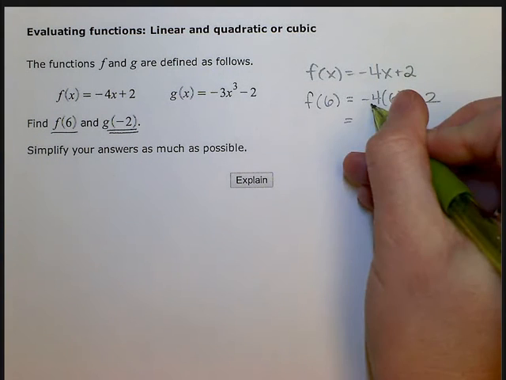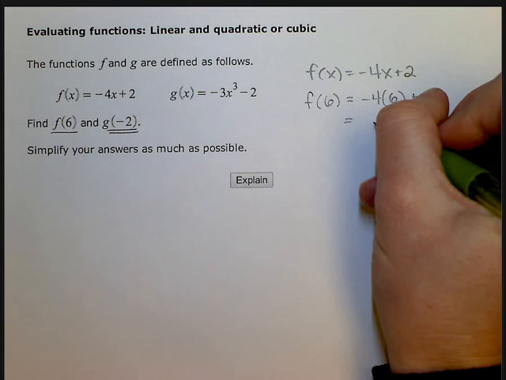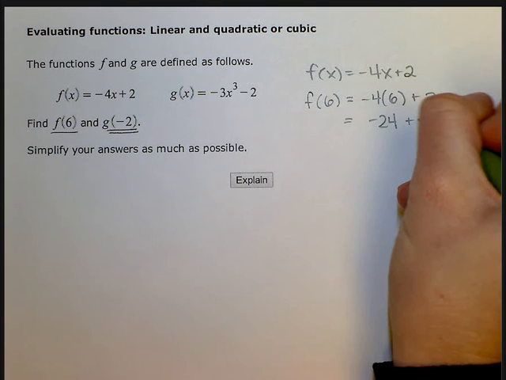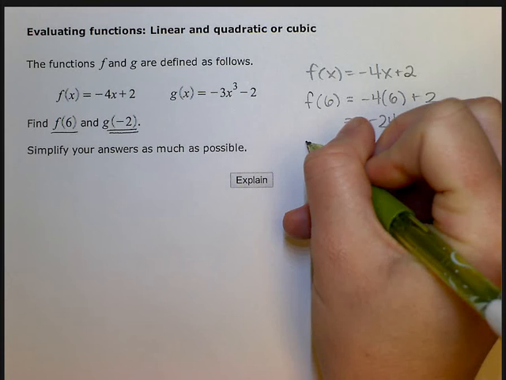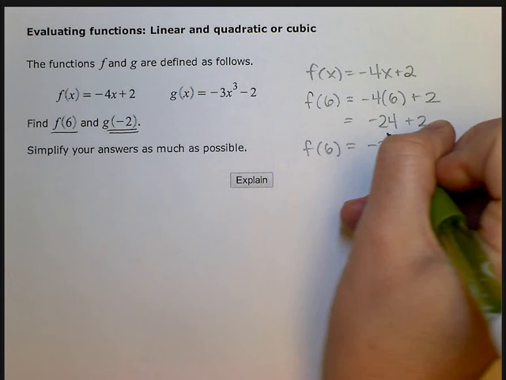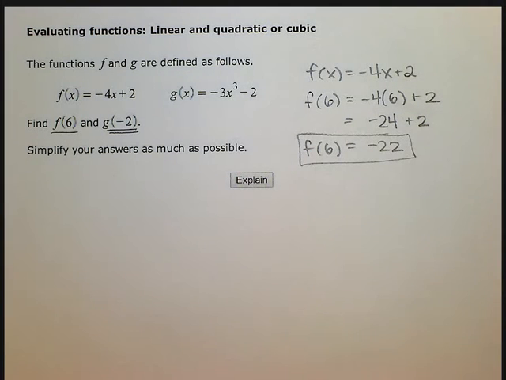So negative 4 times 6 is negative 24 plus 2. Negative 24 plus 2 is negative 22. So we get f of 6 equals negative 22. That's all there is to it. So this first answer is that one.